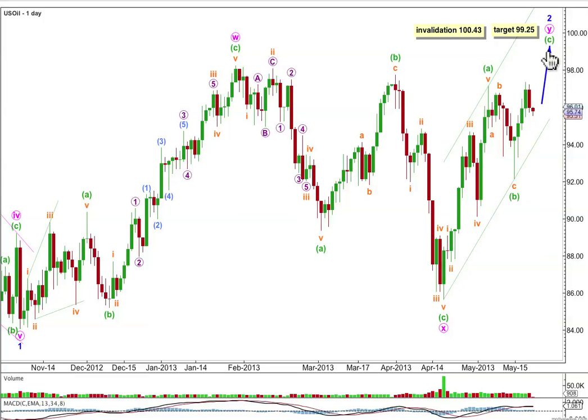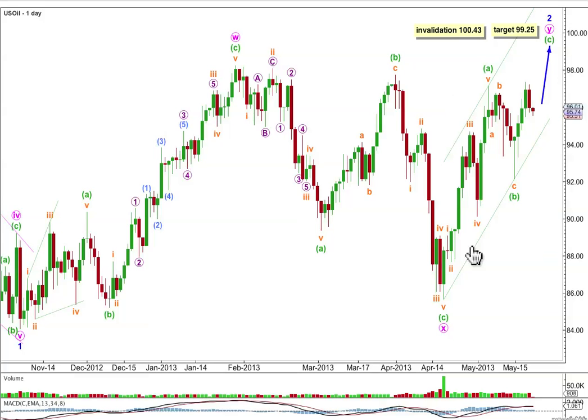to complete. At 99.25, minuet wave C would reach 0.618 the length of minuet wave A, and minor wave 2 in its entirety may not move beyond the start of minor wave 1 above 100.43.